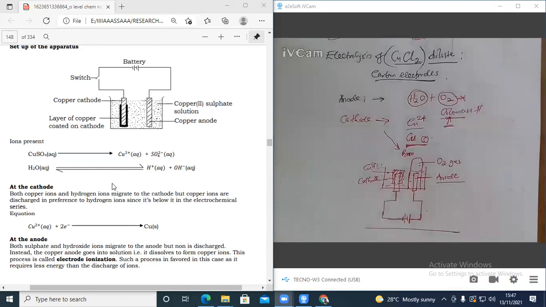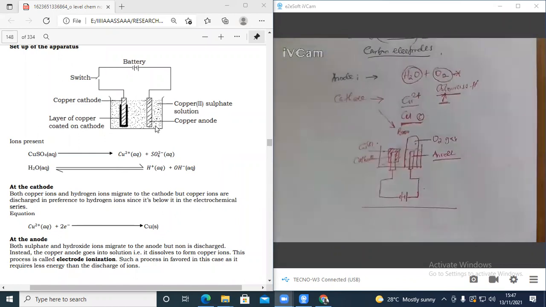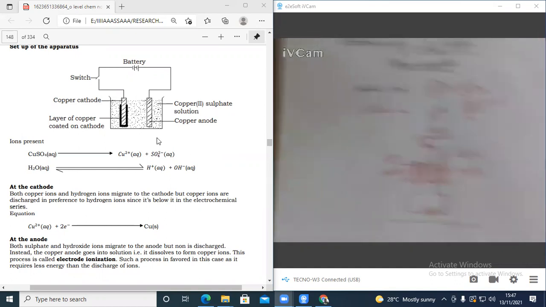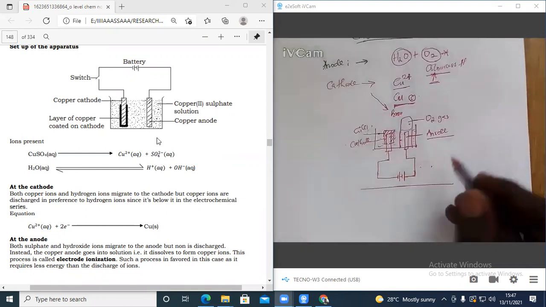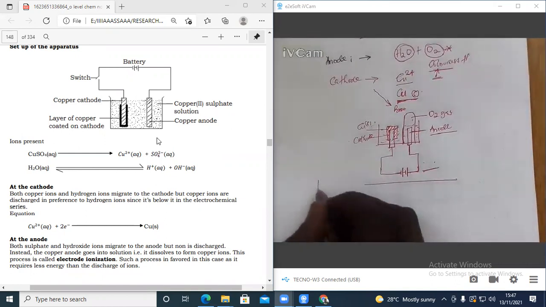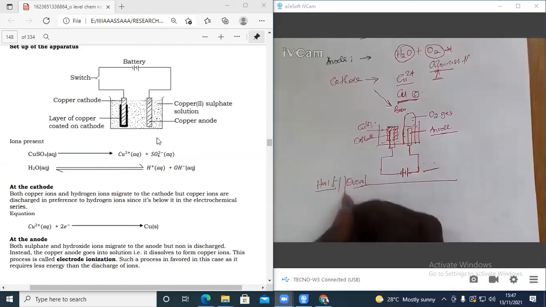Okay? So, I think people are not so far from the answer. We are there. We said last time that this is the end product of that reaction. Now, if they tell you to write the half equation and the overall equation, I hope we can now derive them and write, isn't it?